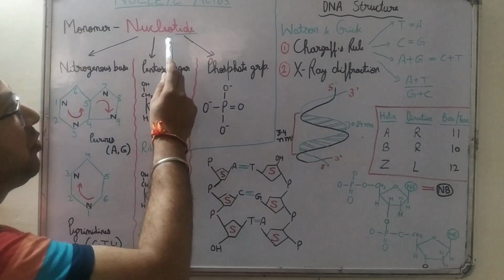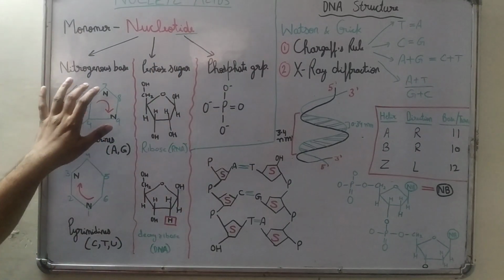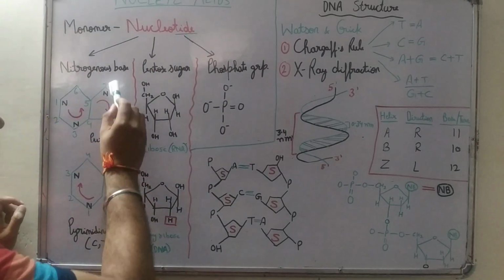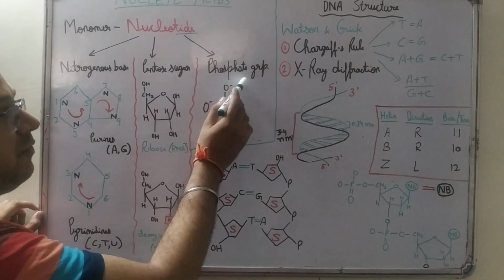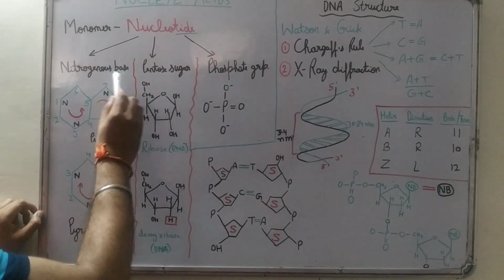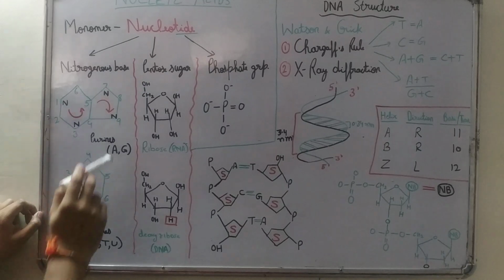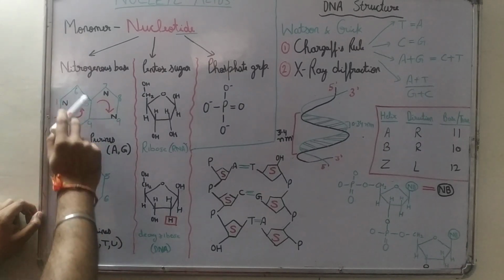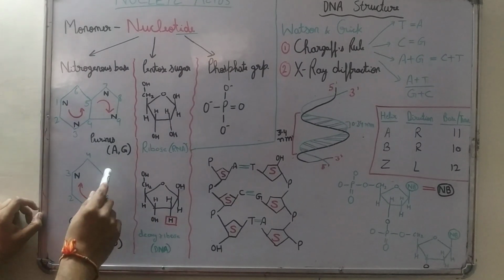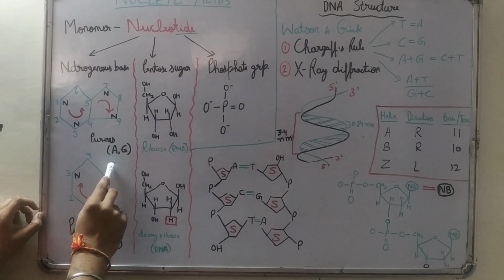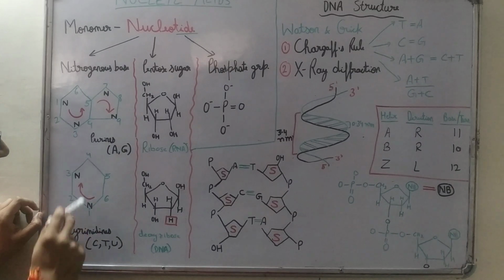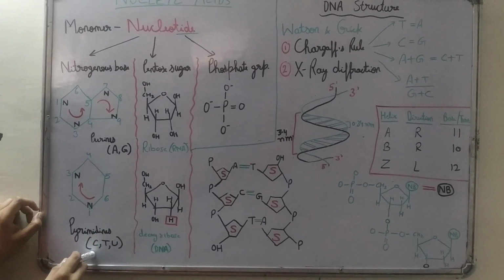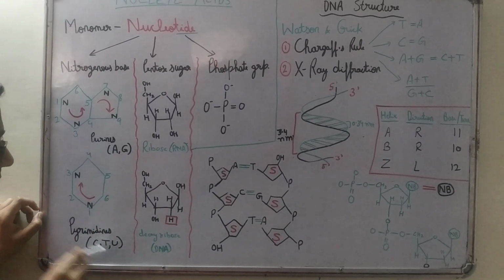And each nucleotide is further composed of three components, that is the nitrogenous base, pentose sugar and the phosphate group. The nitrogenous base can be of two types. It can be either purine or pyrimidine. Purines are basically the double ring structure and comprise adenine and guanine. Pyrimidines are the single ring structure which comprises cytosine, thymine and uracil.